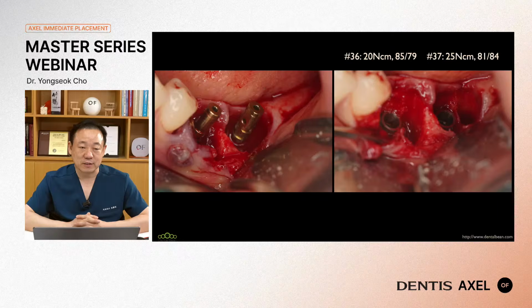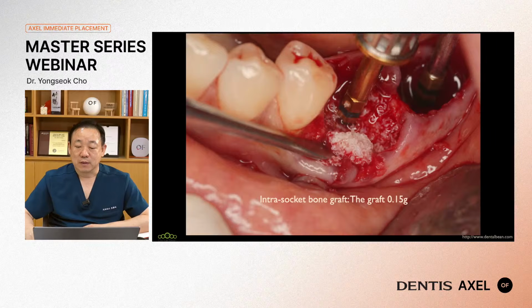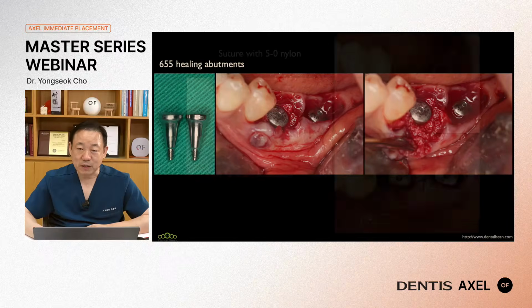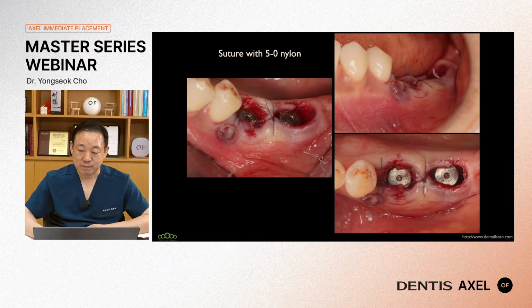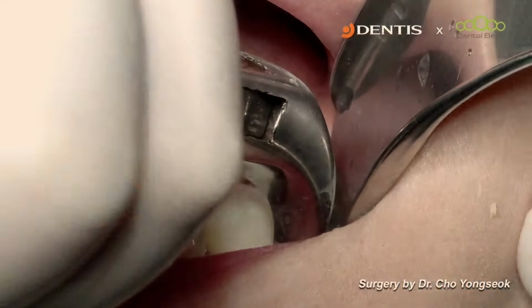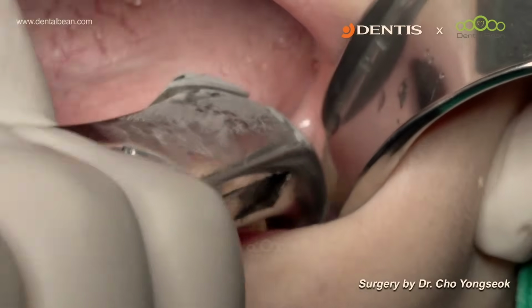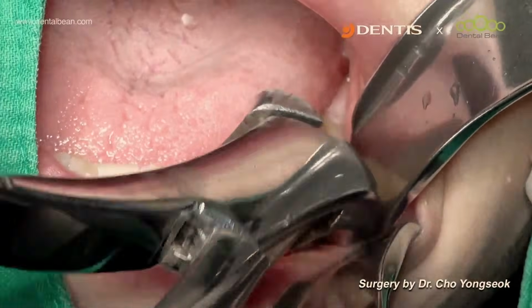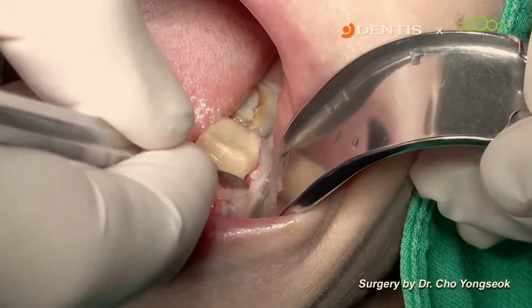Especially at number 36, the buccal bone is gone. I decided to graft at this site. At 37, the socket and buccal bone are sound, so I omitted grafting at this site. Only 36 I grafted. Okay, and I approximated the flap simply. Cajon is really a nice tool to extract molars.